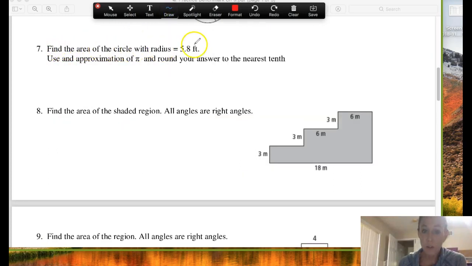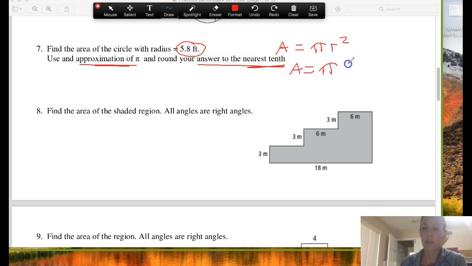Okay, pay attention to this one. Find the area of the circle. They give you the radius. This time use an approximation of pi. Round your answer to the nearest tenth. If you don't do it this way, I'll mark off half a point because you didn't pay attention to the question. Area of a circle is simply pi r squared, where r is your radius. So our area is going to be pi times our radius, which is 5.8 feet squared.